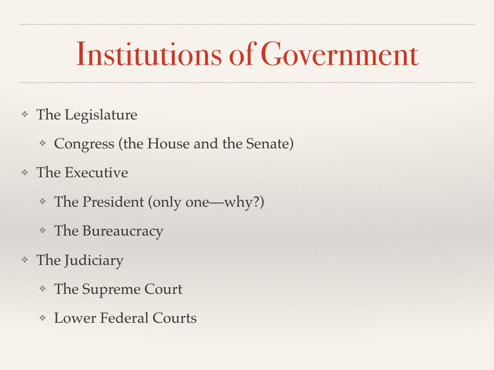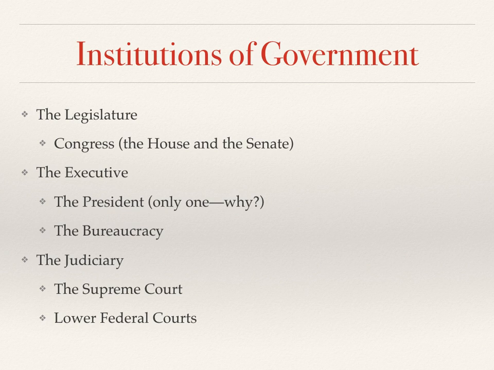So now we're going to switch gears and start looking at our second unit, the institutions of government. So remember, for our purposes, there are three institutions of the federal government: the legislature, which is Congress, which of course has two branches, right? It's a bicameral legislature, so it has the House and the Senate. Then we have the second branch, the executive branch, which is headed up by the president. And we know we only have one president. It's a unitary executive. And it's going to be important to know why it's a unitary executive.